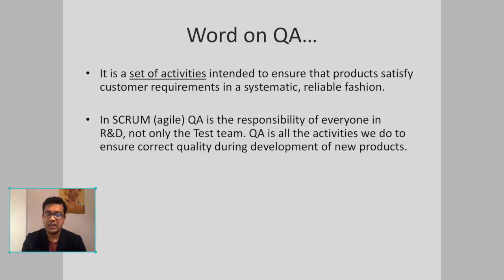In Scrum or Agile, QA is the responsibility of everyone. And when I say everyone, I mean from business analysts who do research, the development team who do development, the design team who do designing, plus the quality team who take care of testing and its implementation. QA is all the activities we do to ensure correct quality during the development of a new product.